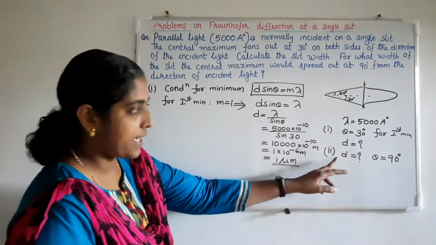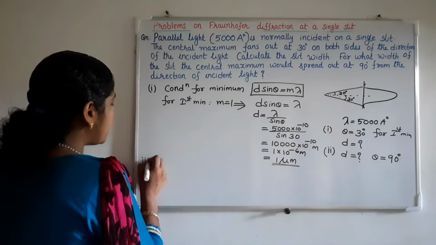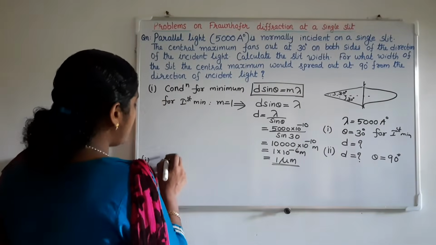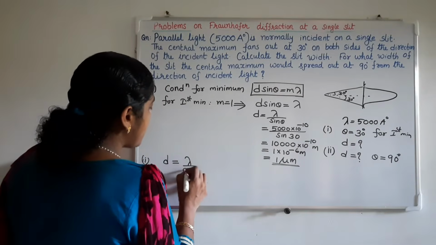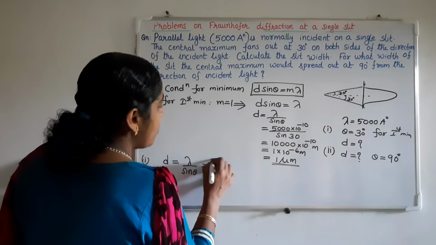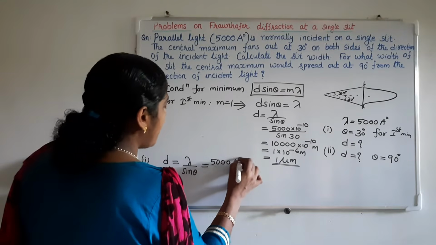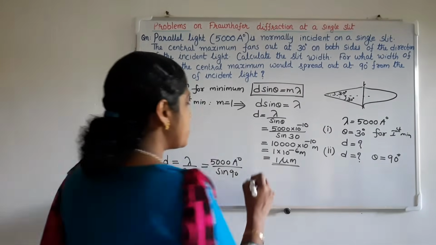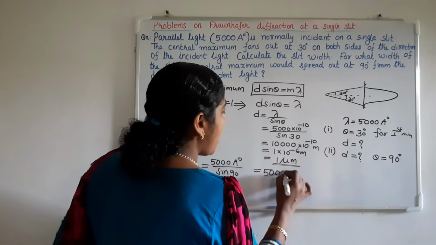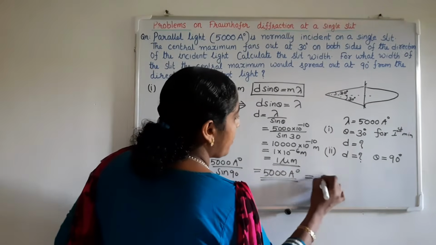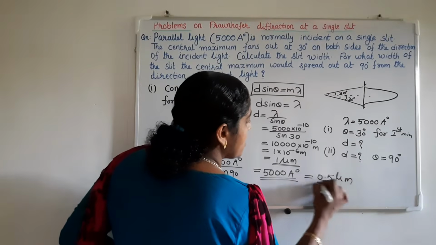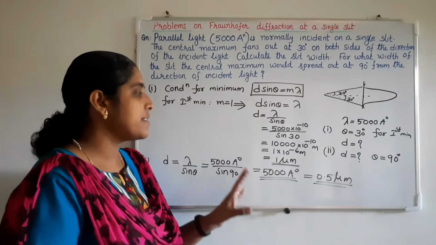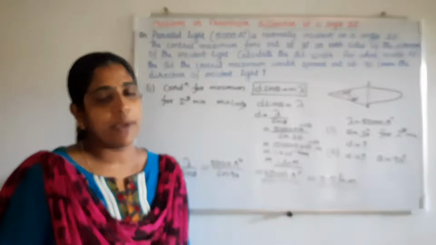Now we can find out the second part. What is the slit width if the angle of diffraction is 90 degrees? So d is equal to lambda by sin theta, that is, lambda is 5000 angstrom divided by sin 90. What is the value of sin 90? 1. So the answer is 5000 angstrom, or 0.5 micrometer. So if the central maximum is to spread out at 90 degrees from the direction of incident light, the slit width must be 0.5 micrometer.